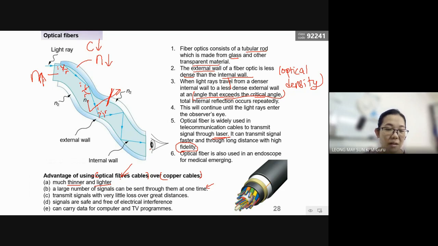So over here, signals are safe and also free from electrical interference.